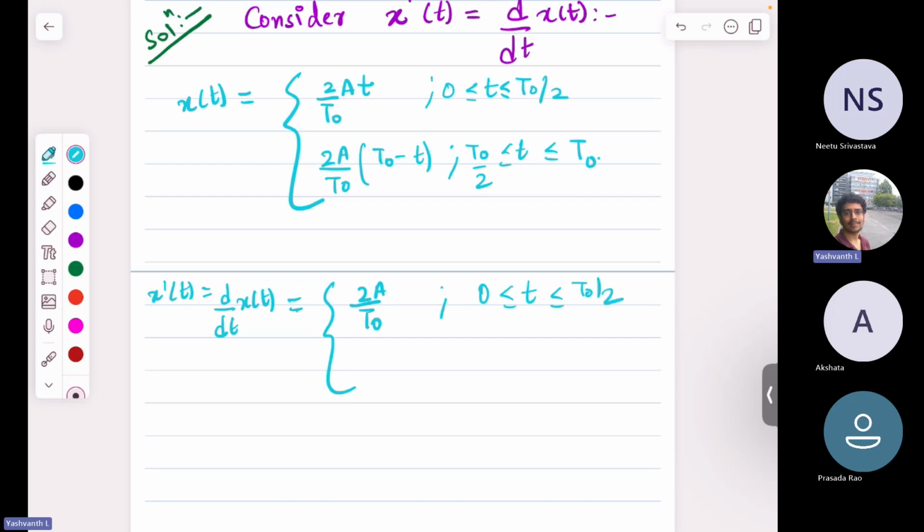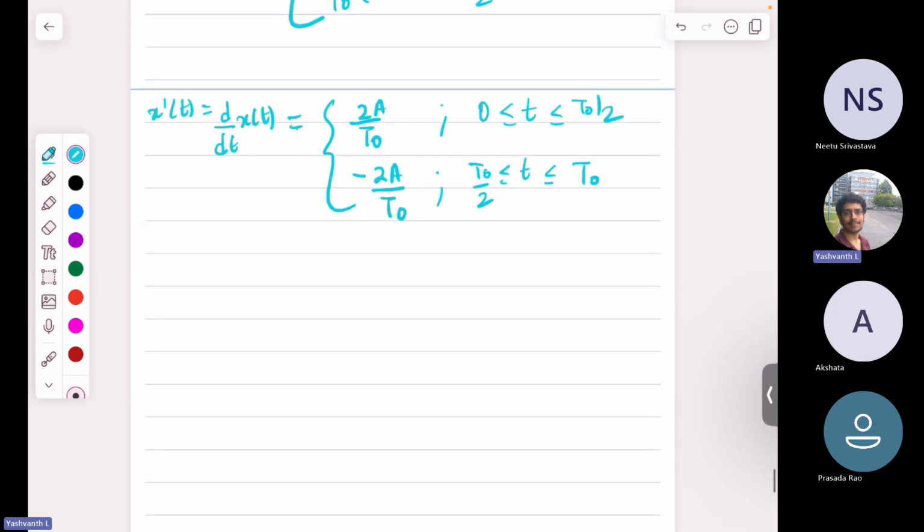Similarly, what about this second one? Sorry, can you repeat again? I was not able to hear you. Minus 2a by t0, sir. Correct. Minus 2a by T naught. So how does it look like? See, T0 is all constant. T0 is a constant. Okay, remember that.